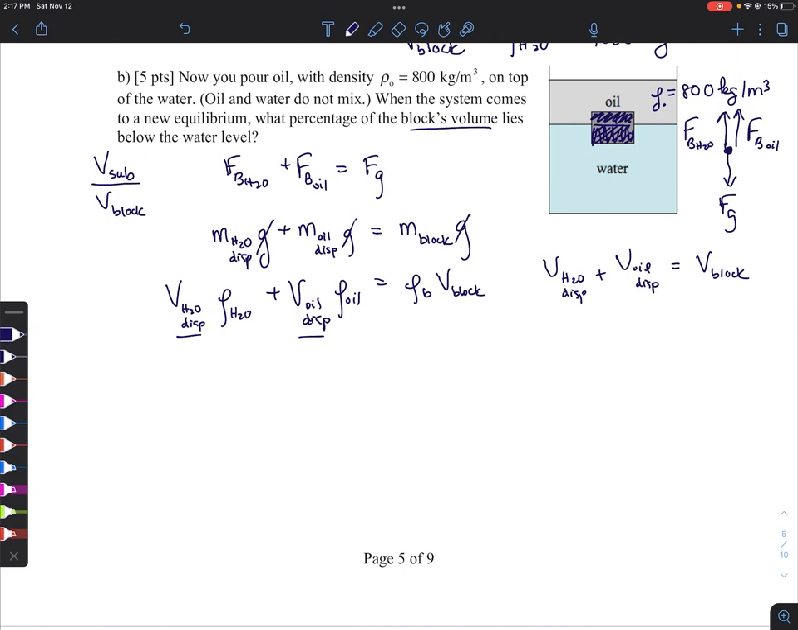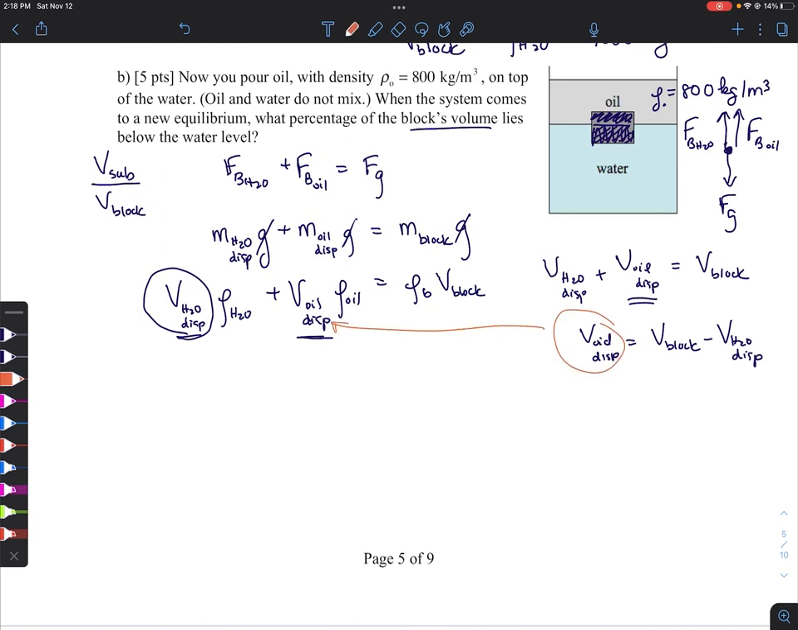So now we have these two equations and these two unknowns, and what we want to get is V submerged, so that's the V water displaced divided by V block. So we want to get rid of the volume of the oil displaced. If we solve for that over here, V oil displaced is V block minus V H2O displaced. So we can take this and plug it in here. And then we have enough information to solve for V water displaced over V block.